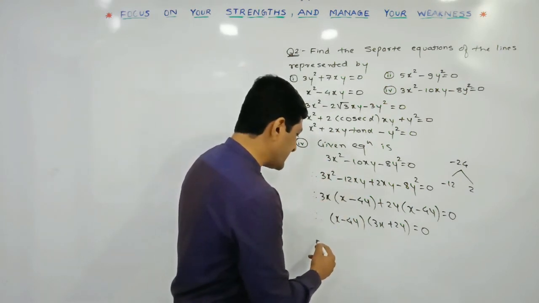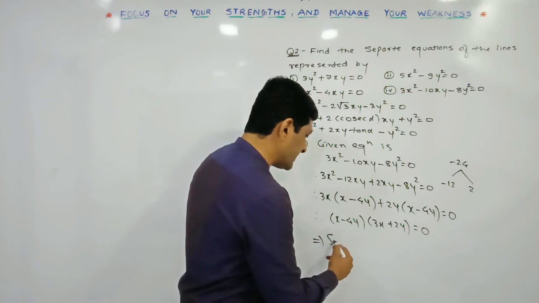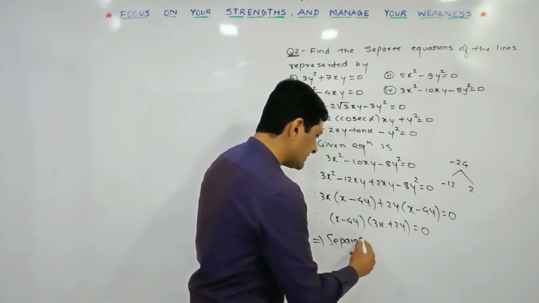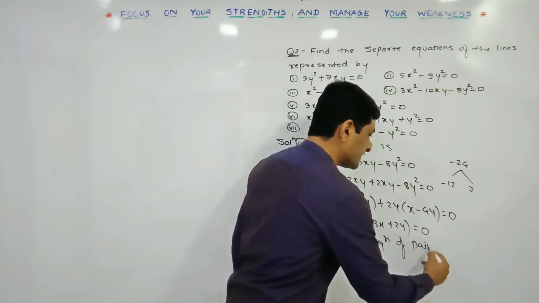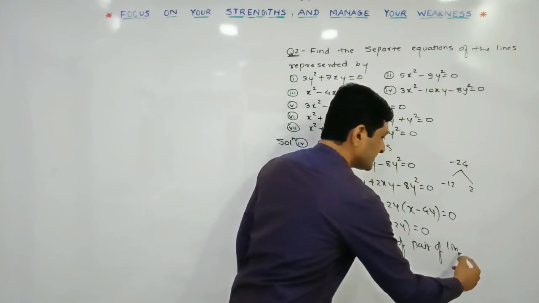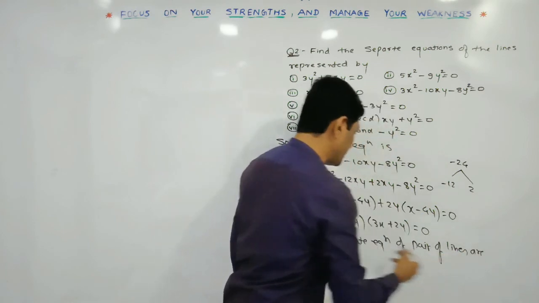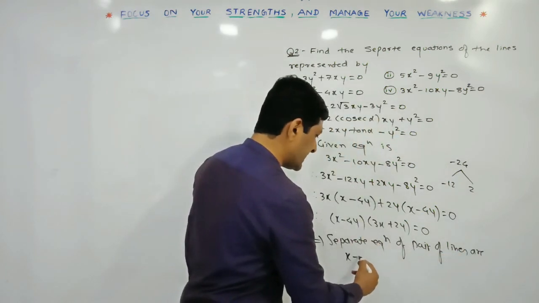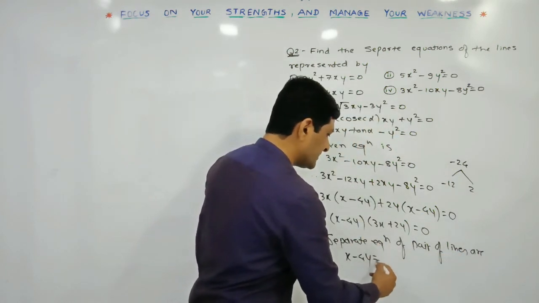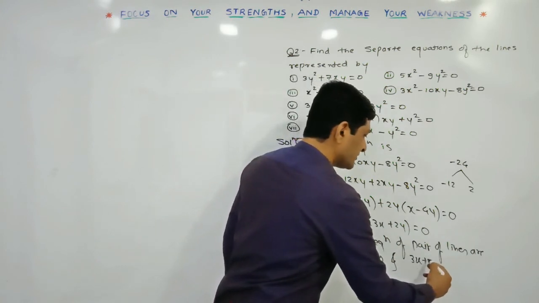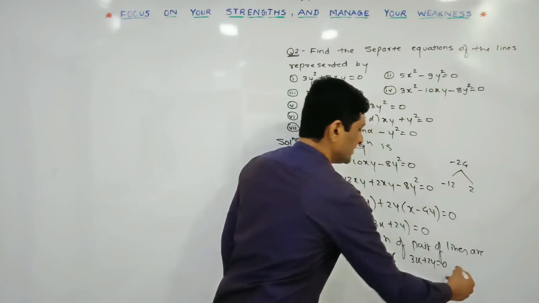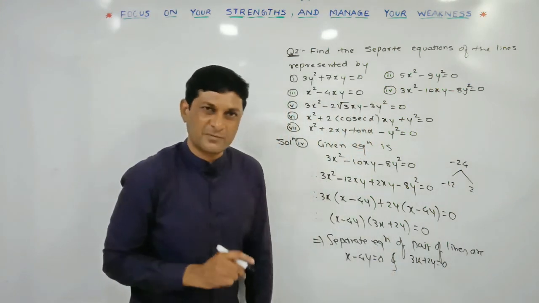That's why we can say that the separate equations of the pair of lines are, what is the first equation? Here the first equation is x - 4y = 0. And what is the second equation? 3x + 2y = 0. In this way, we have got the separate equations of the lines.